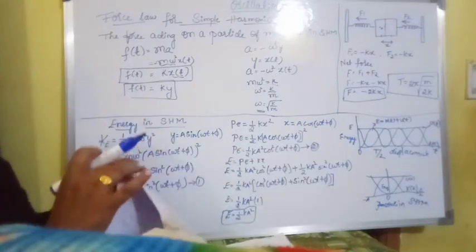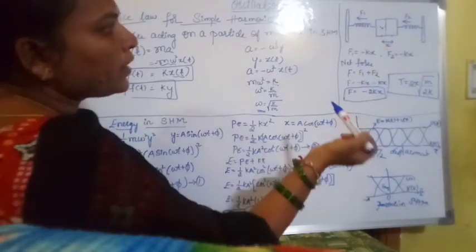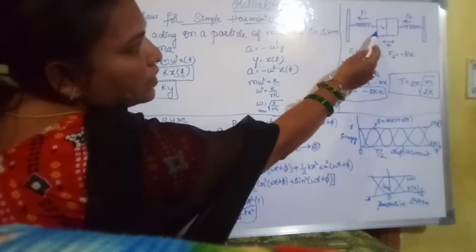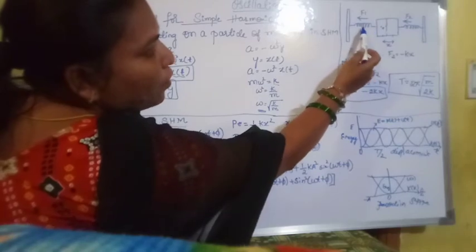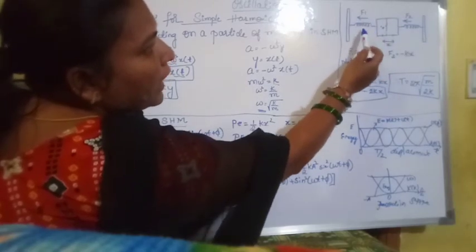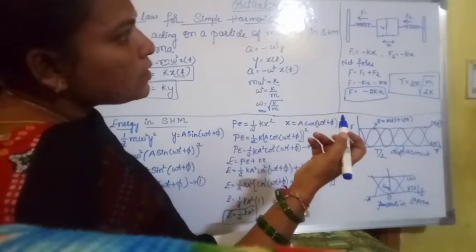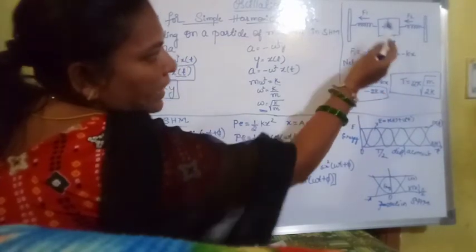Let us consider a diagram here. Let us consider a block. One end of each spring is fixed to the block and the other is fixed to a rigid support, with forces F1 and F2. These are nothing but the springs. When the two forces act, the net displacement is taken as x.